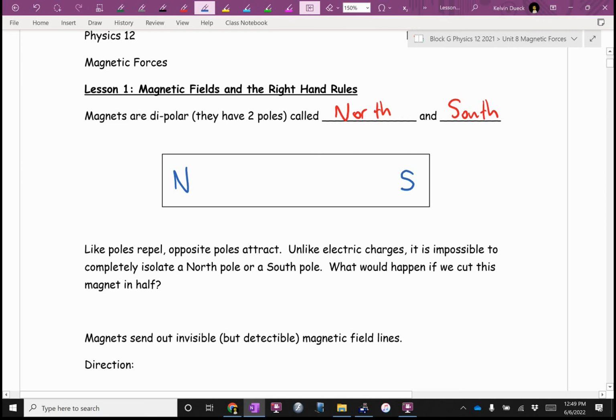There is a smallest negative charge, it's the electron. There is a smallest positive charge, it's the proton. But if I were to break this magnet in half right there, all that would happen is that would become a south pole and that would become a north pole, and I would have two smaller magnets. There is no way to isolate a pole.